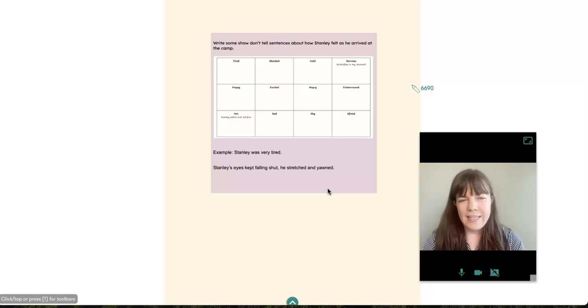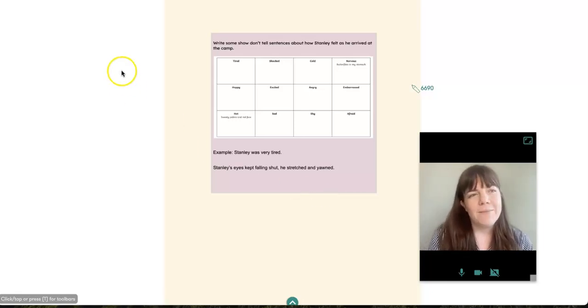So if we had a sentence like Stanley was very tired, that's just telling the audience and it's a little bit boring. Instead, we could think about how does the character show that feeling of tiredness? What's going to happen? What's going to be the body language? And write it in a different way. For example, Stanley's eyes kept falling shut. He stretched and yawned. And I would then set the task for the learner to continue on and write some of their own sentences based on what they thought the character might be feeling at this point.